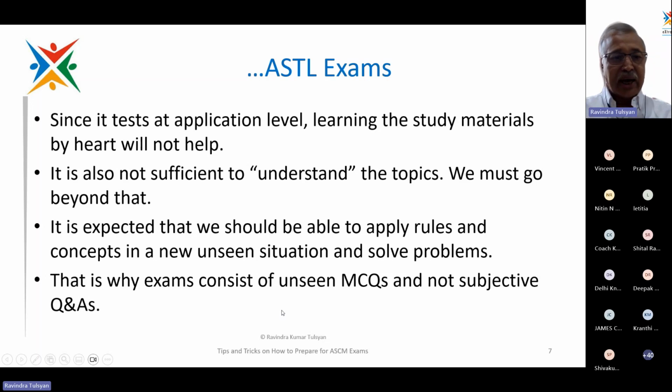This is the reason why these exams consist of unseen MCQs. Some people ask me, can we get the past papers, or the set of questions that come in the exam? ASCM does not release those questions because they want the MCQs which come in the exam to be unseen, so that you should not be able to know and practice them.